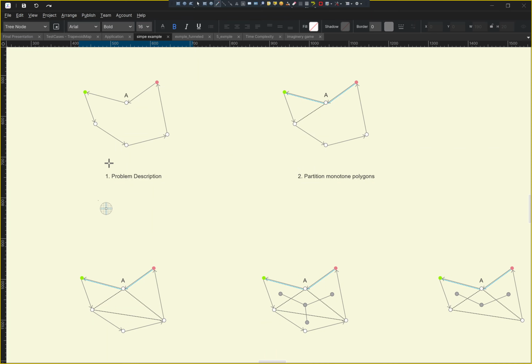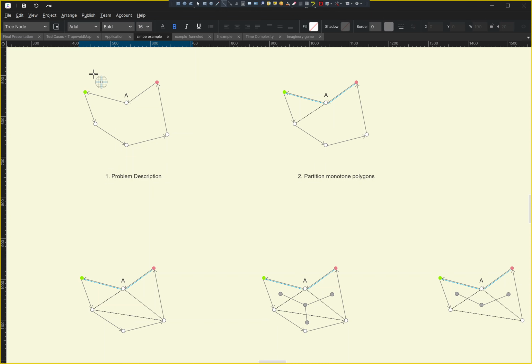Assume we have our old friend, this simple polygon, and we want to go from the start point, the green point, to the end point, the red point. And also we want to go along the shortest path. So how do we solve it? At the very beginning, we can solve the problem intuitively. We can eyeball it to find the shortest path. So how do we do it?